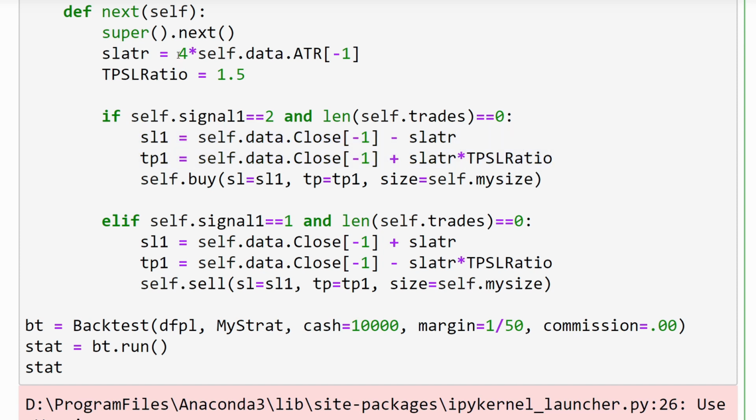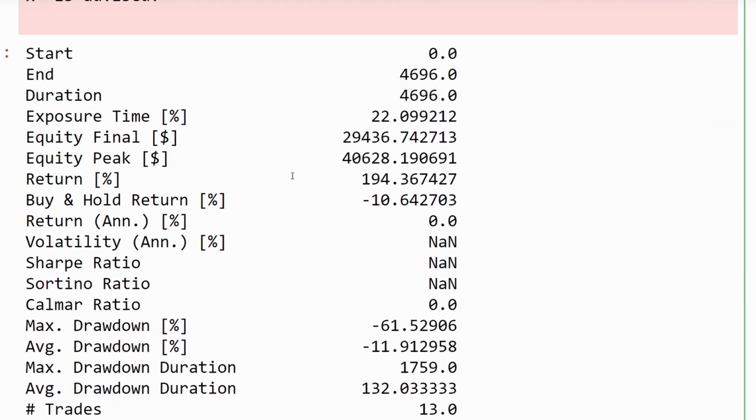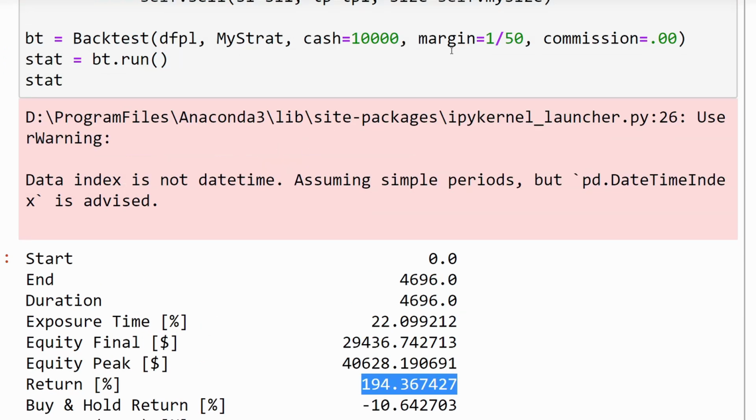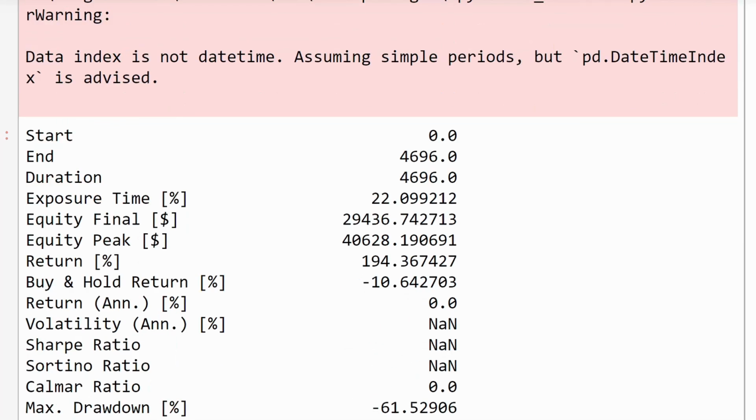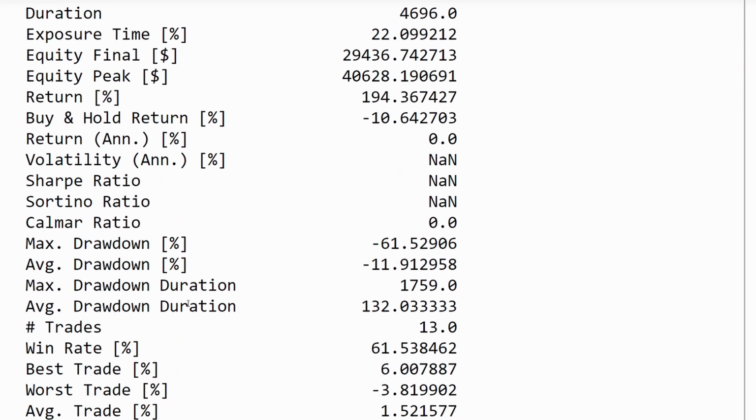The stop loss is going to be 4 times the ATR distance, and the take profit stop loss ratio is set to 1.5. Then I'm going to run this and we are going to get 194% as a return. Remember, I'm using a margin here. I'm using 1/50 as a margin. Our win rate is around 60%. So we have 61% right here.